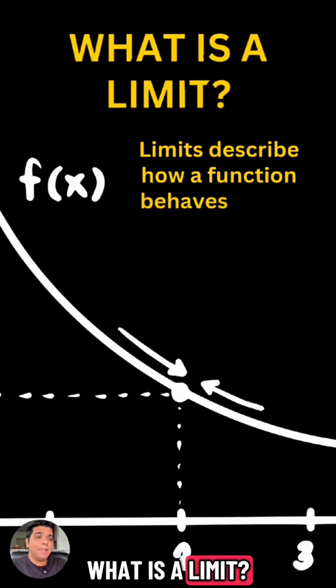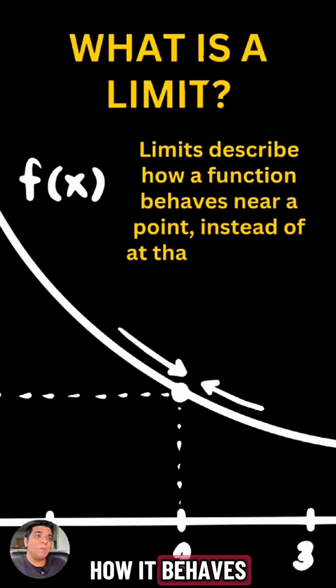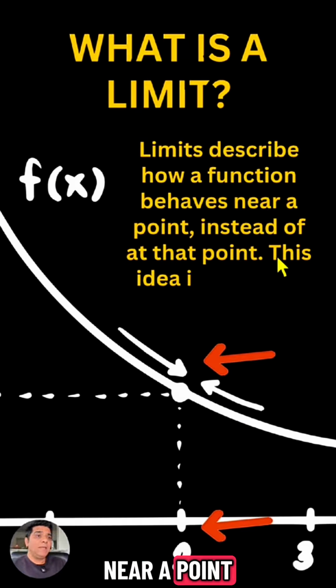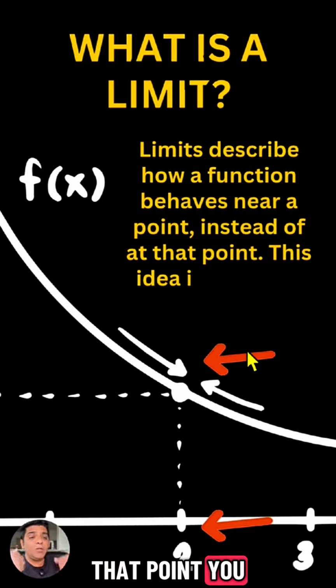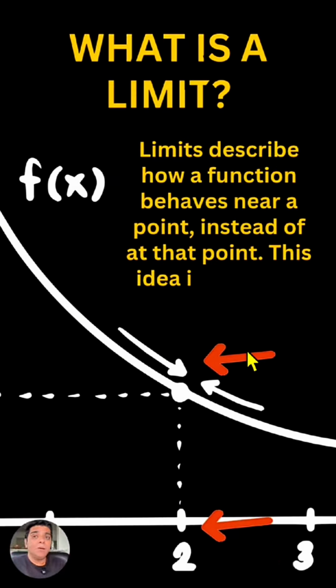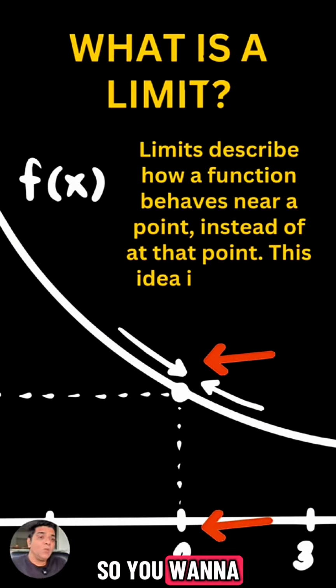and the very first thing that we see is what is a limit. Essentially, a limit is what describes how a function behaves near a point instead of exactly at that point. So you want to see the behavior near it, because exactly at that point it may be undefined, for example.